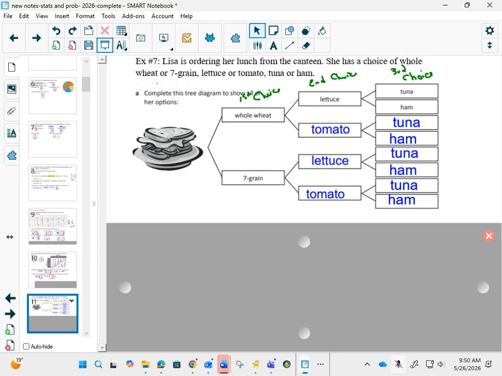So each of the branches together, like this top branch, represents getting whole wheat, lettuce, and tuna. Oh, I don't like how tuna starts with T and tomato starts with T. The second one here is whole wheat, lettuce, and ham. I'm going to use the third branch. I'm going to use a little t for tomato and a big T for tuna. You see how I'm listing those? I'm going along the branches.